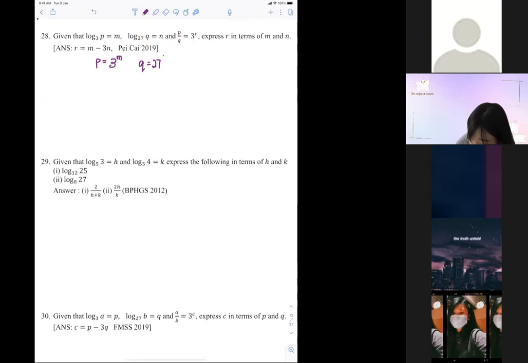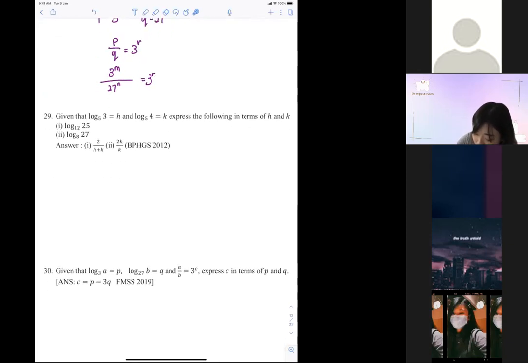Q is 27 to the power of n. So if I were to sub in, P over Q is 3^m over 27^n. You know that at the end of the day, you want to express it in terms of this. Wait, before that, I put down here first, 3 power of r. So this one is 3 power of m over 27 power of n.